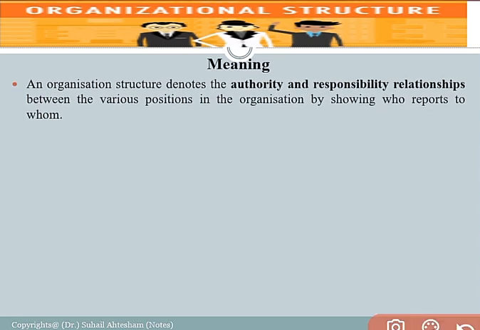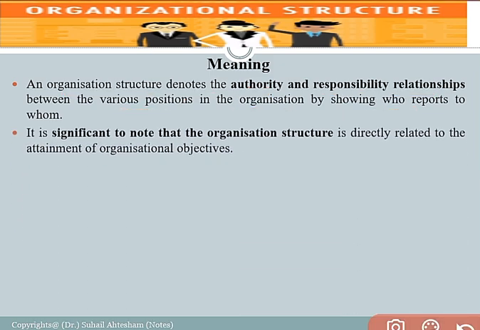an organization structure denotes the authority and responsibility relationship between the various positions in the organization by showing who reports to whom. So, organization structure is a systematic body which represents the authority, responsibility and accountability relationship in a formal organization. Right? So here, it is very important for an organization to have an effective organizational structure, which is responsible for notifying the authority, responsibility and accountability in a formal organization.